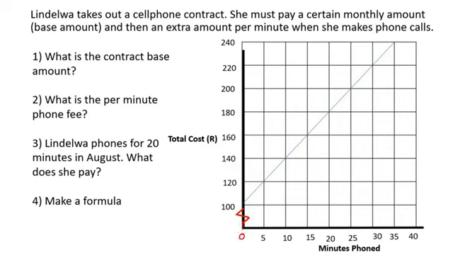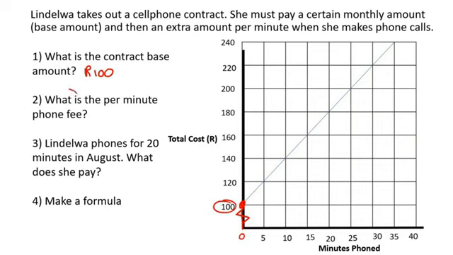Then look, if you go up to the y value, it's 100. So how are they charging her 100 rand if she hasn't even phoned? Well, that's the base amount, okay? So that's how much she has to pay every month, whether she uses the phone or not.